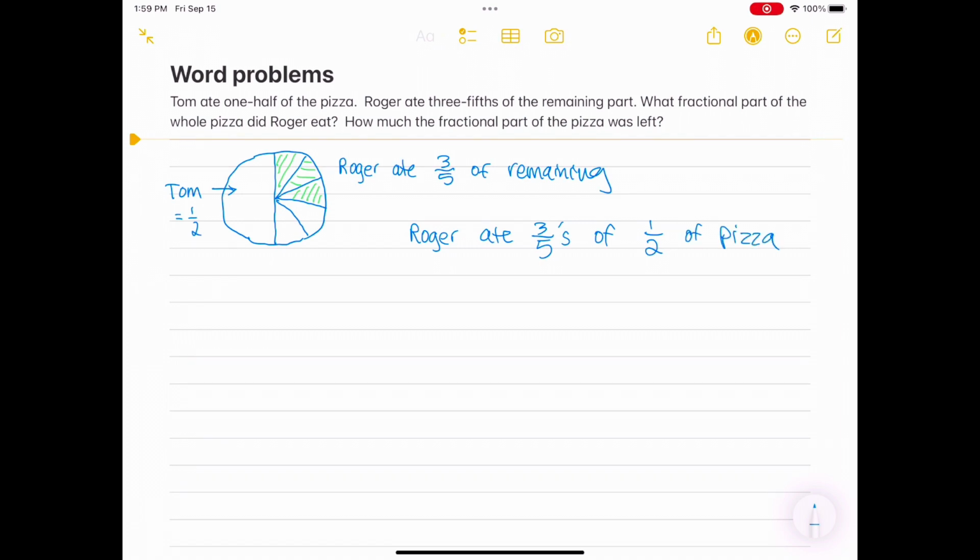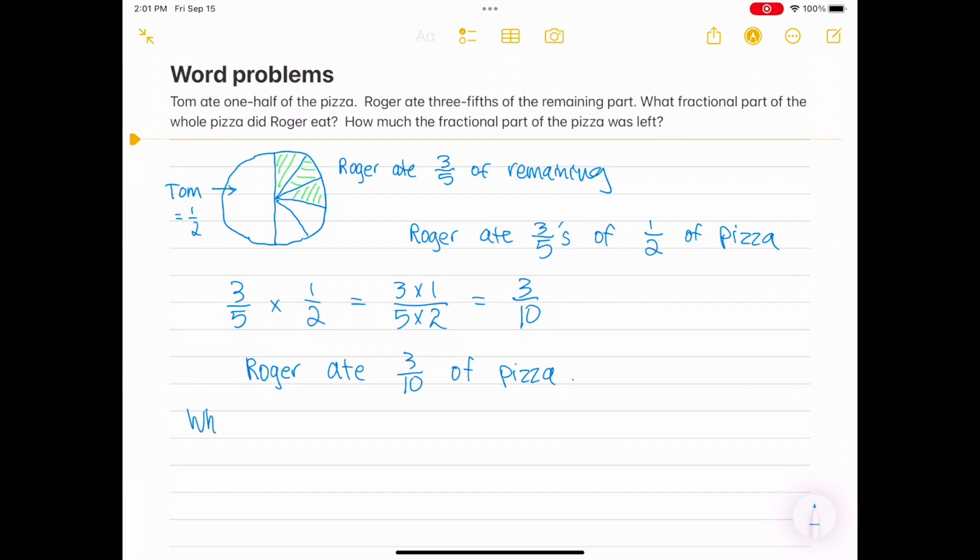And as I said earlier, of means times. The number sentence or the calculation should be 3/5 times 1/2. So we write that down, 3/5 times 1/2, and we multiply across. The numerator's 3 times 1 over the denominator 5 times 2, which equals 3/10. So now we've answered the first part of the question, which was what fractional part of the whole pizza did Roger eat? He ate 3/10 of the whole pizza.